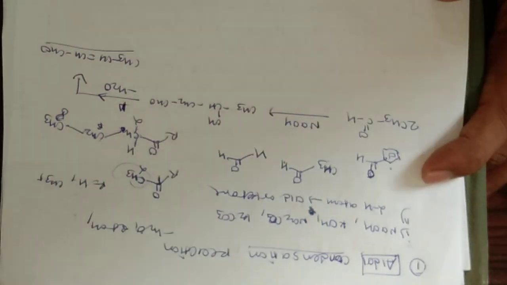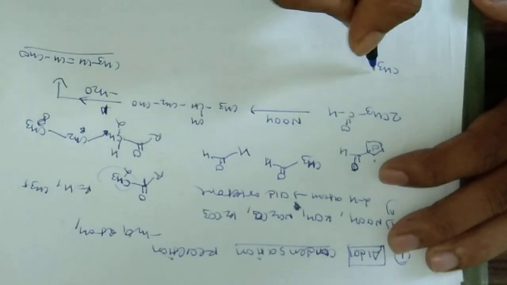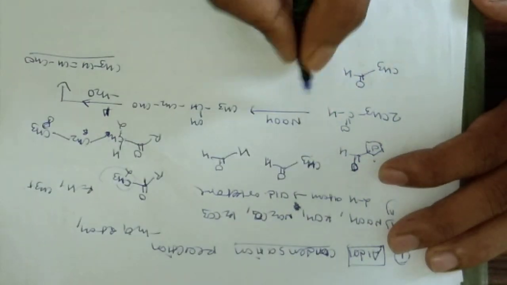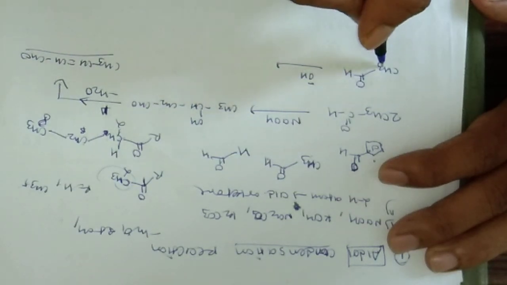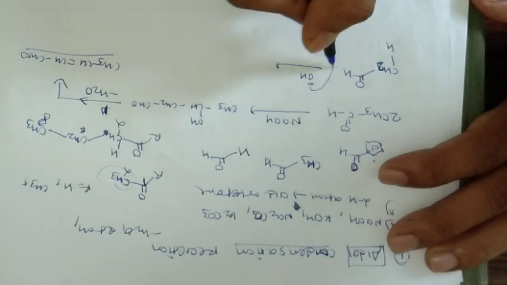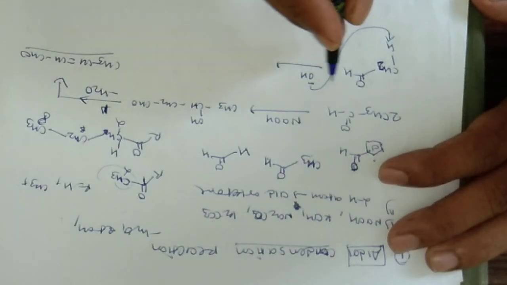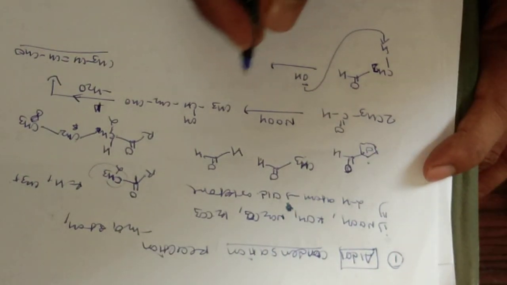So now let's see the mechanism. Now let's take one molecule of acetaldehyde. From NaOH, OH minus comes. Here is CH2, and this is the alpha hydrogen atom. This base takes this alpha hydrogen atom, which is acidic in nature. How is it acidic in nature? Let's see.